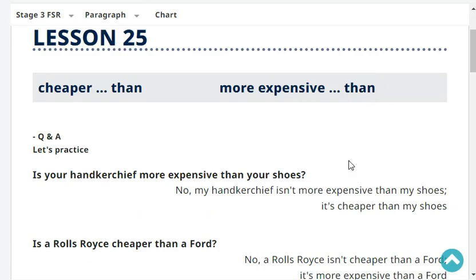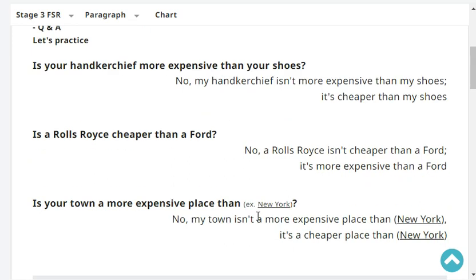Is your handkerchief more expensive than your shoes? No, my handkerchief isn't more expensive than my shoes. It's cheaper than my shoes.